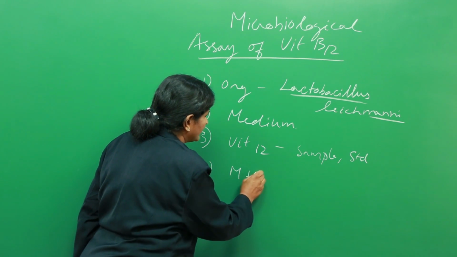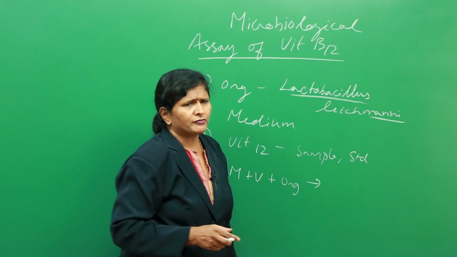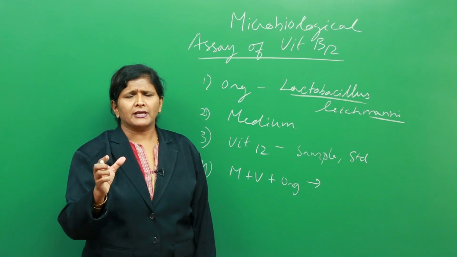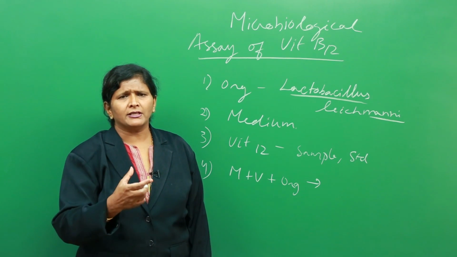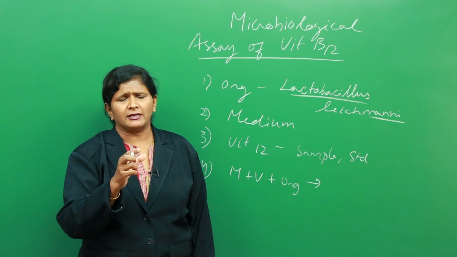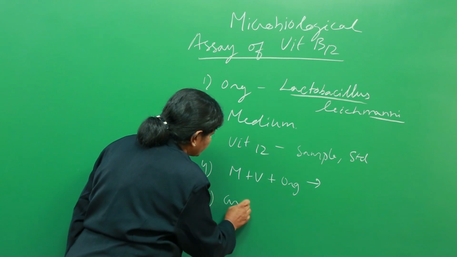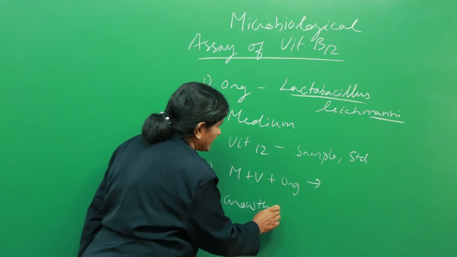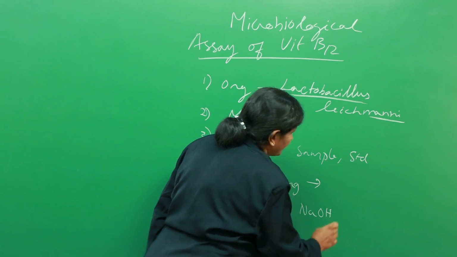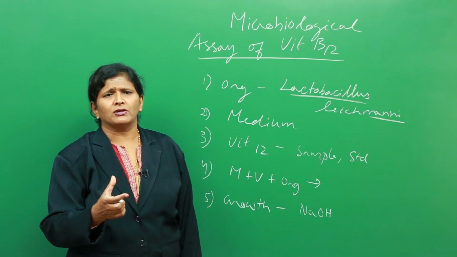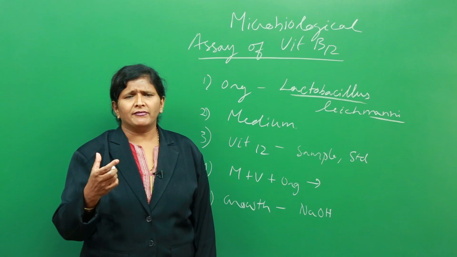In the medium we add the vitamin and the organism, and we incubate it for a particular period of time. Different concentrations can be taken. We can apply statistics, and the incubation is done. After incubation we measure the growth. Either the turbidity of the growth is measured by turbidimetric method, or the growth can be titrated with NaOH, and we can find out what concentration of NaOH is required to neutralize the acids which are produced, and it can be compared with the standard.